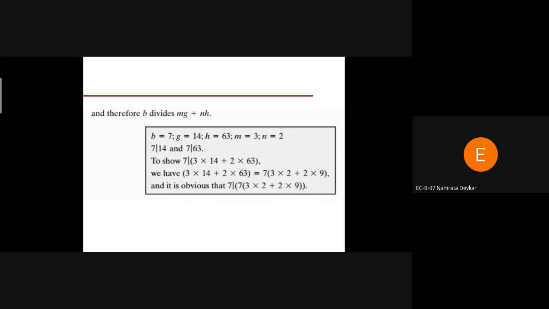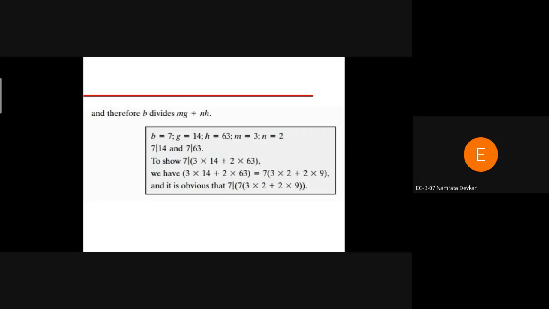Now focus on your screen. In the example, we have various integers. For these integers, we first mention our properties of divisibility. We consider the value of b equal to 7, the value of g equal to 14, the value of h equal to 63, the value of m equal to 3, and the value of n equal to 2. First we take certain random values. These are the given values.